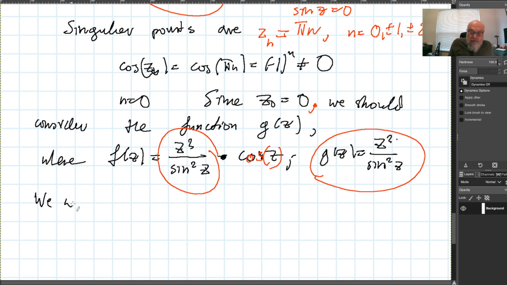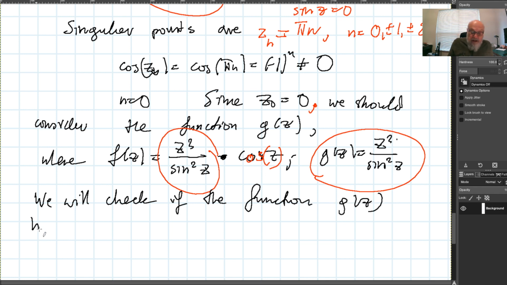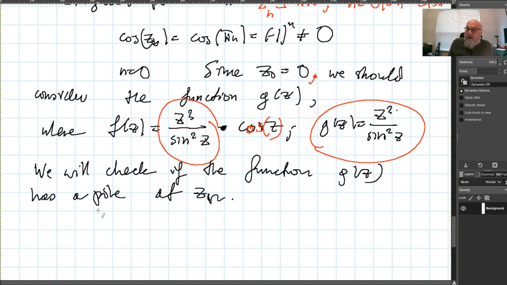We will check if the function g of z has a pole at zn. So we start with the point z0. So let's do it like this. Put it like this: 1 over g of z is equal, and I put here sine square of z, this is z square.